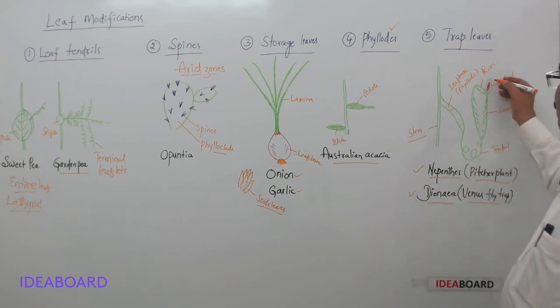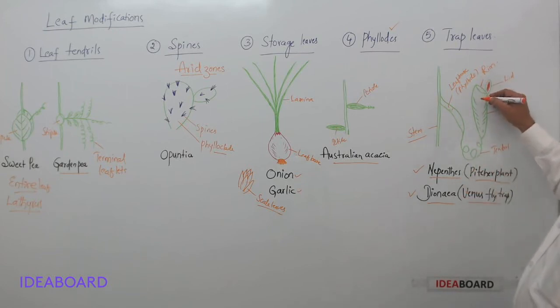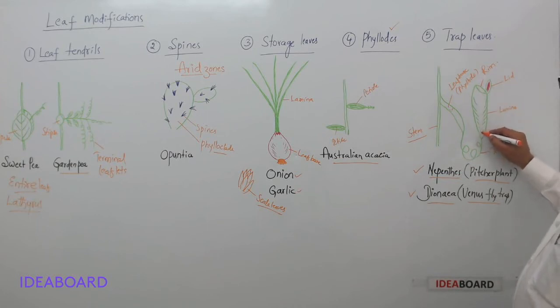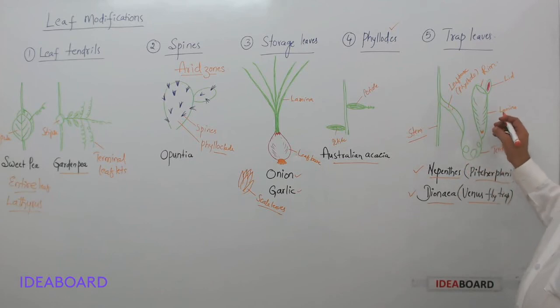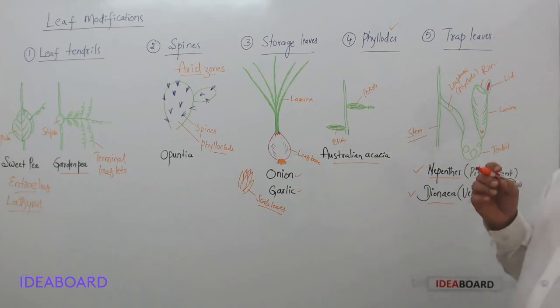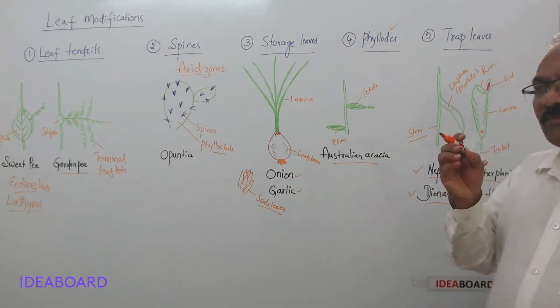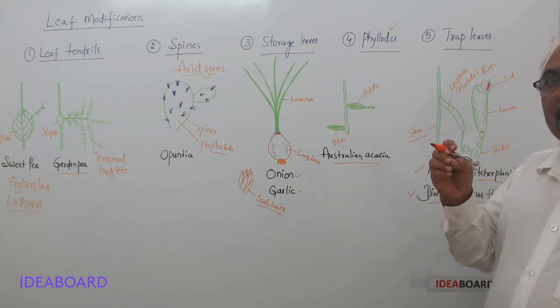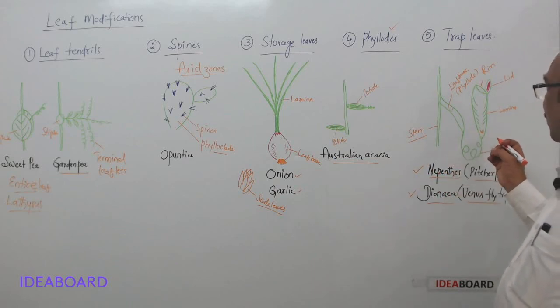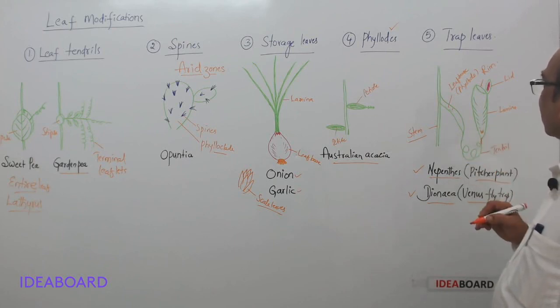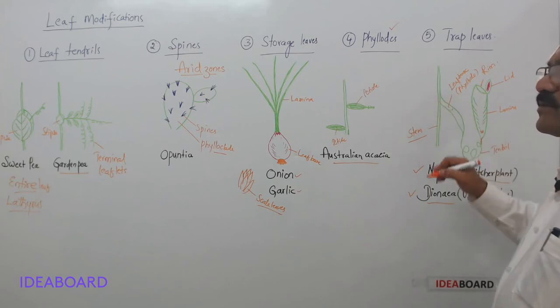Okay, so now whenever the insect enters, it falls inside, and of course here the enzymes will be there. There are digestive enzymes, and the insect will die whenever it drowns in that fluid. And this enzymatic fluid contains only proteases. That's why only proteins of the insect's dead body will be absorbed and digested. And these absorbed proteins are again absorbed by this lower part, and translocated to the rest of the plant body.